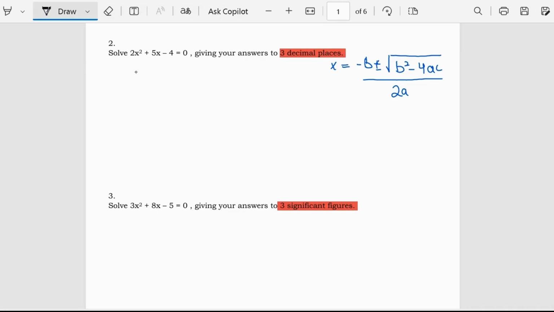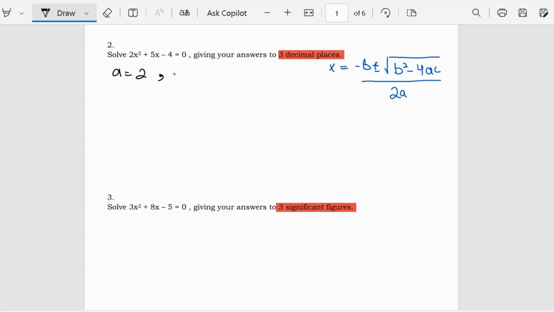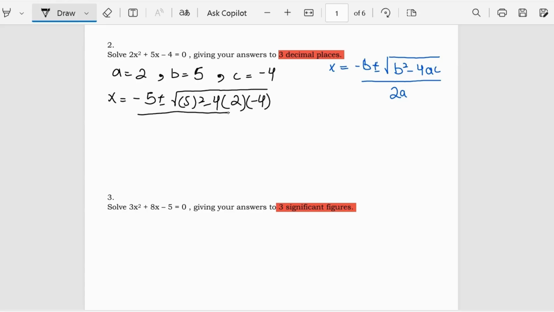I'm just going to quickly plug the values into the formula. If you don't know how to plug in the values into the formula, you can check out the first video on my channel. So A here is going to be 2, B is going to be 5, and C is going to be -4. So it's -5, plus and minus, then we have the square root of B squared, which is 5 squared, minus 4, A is 2, C is -4. In the denominator I have 2 times A, which is 2. I'm just going to simplify this.